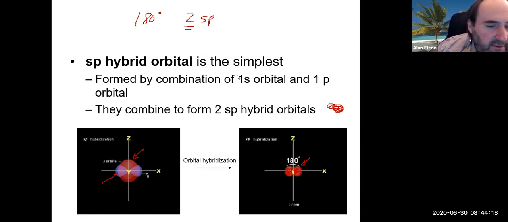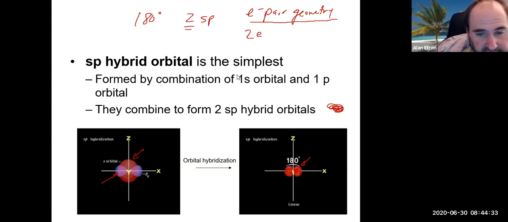That 2 number is important because it is related to the electron pair geometry, right? And if you remember, with our electron pair geometry, something with 2 electron pairs has a geometry of linear. So typically guys with a linear geometry will end up with a hybridization that's sp.